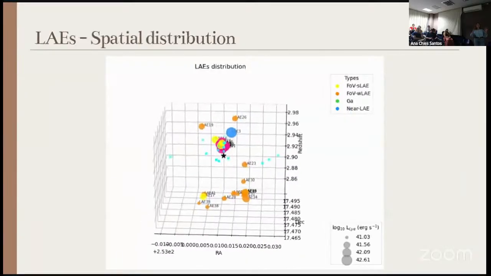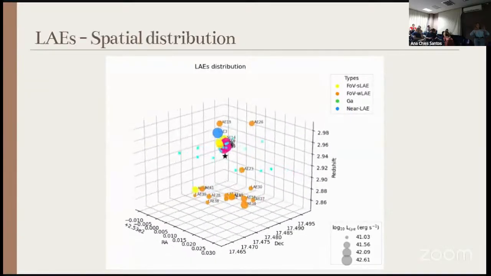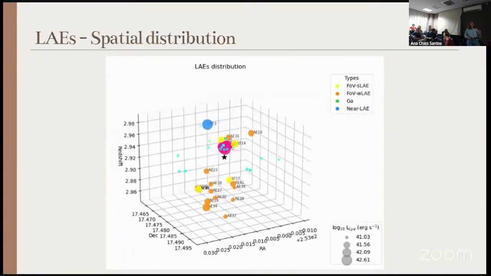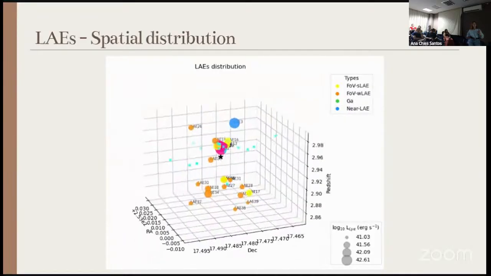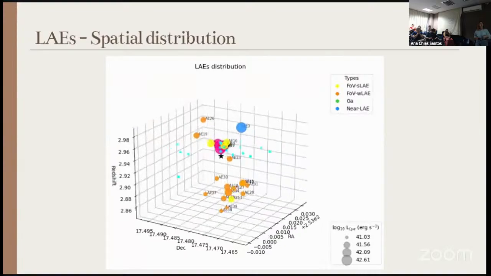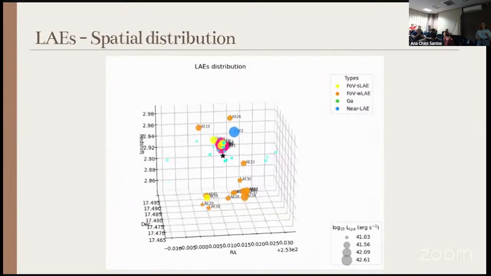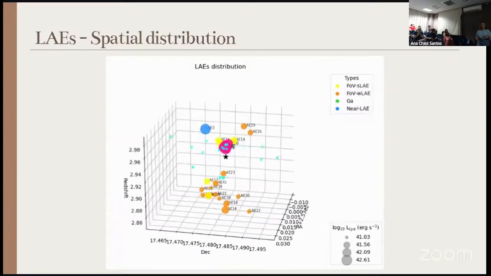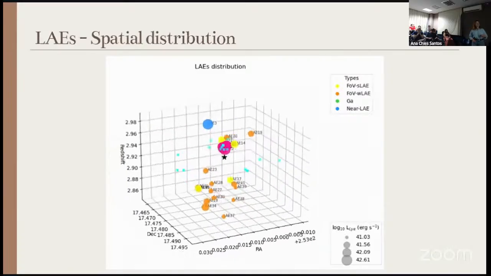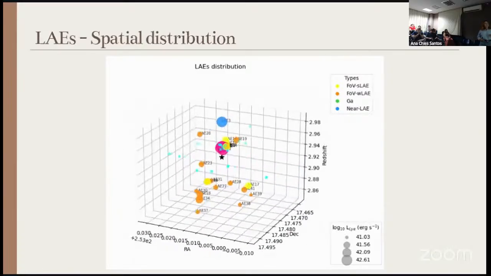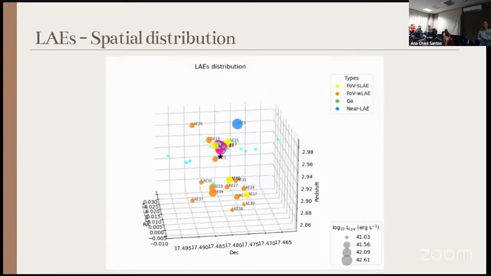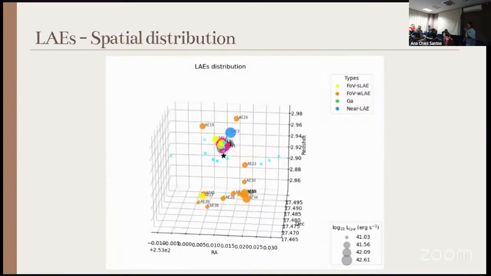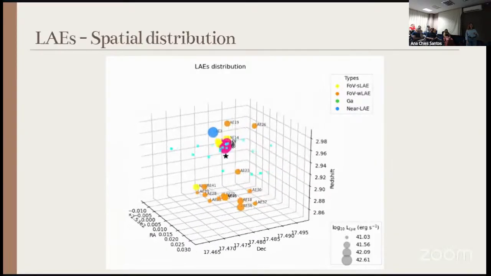When you put all these 31 Lyman-α emitters in 3D, the star here is the quasar. The color is the type that I classified, and the size of the marker is the Lyman-α luminosity. This is the galaxy that I found. The cyan is the detection that I mentioned in the NIRSpec data.